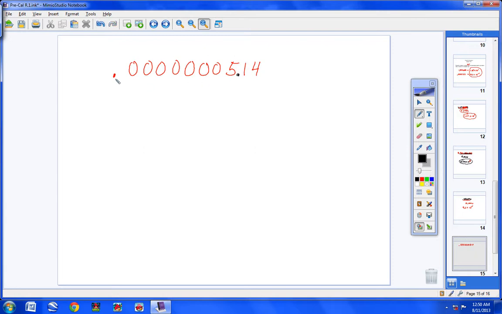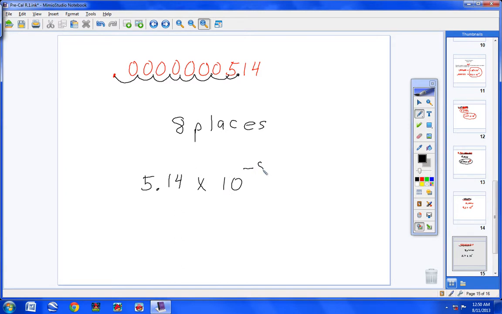Right here. So let's move the decimal 1, 2, 3, 4, 5, 6, 7, 8. So I move the decimal 8 places. And so now with that in mind, my scientific notation answer would be 5.14 times 10 to the negative 8, not positive 8, negative 8.